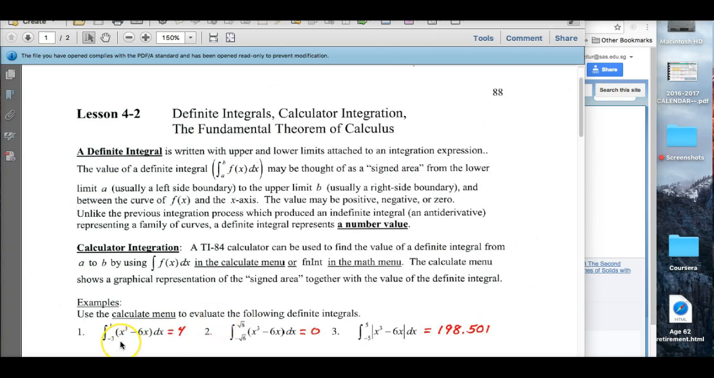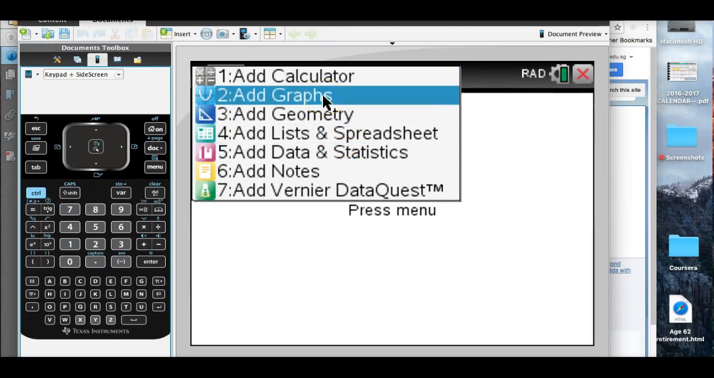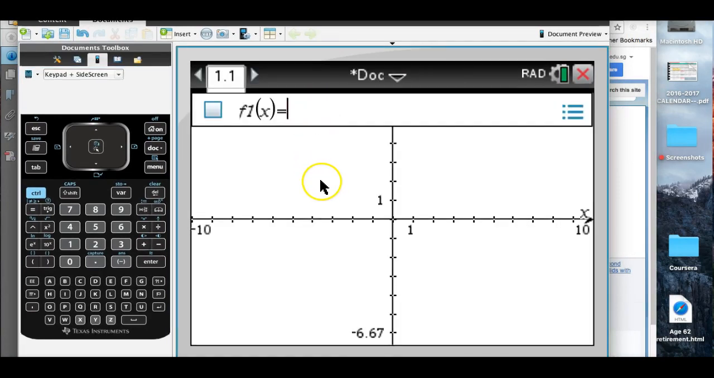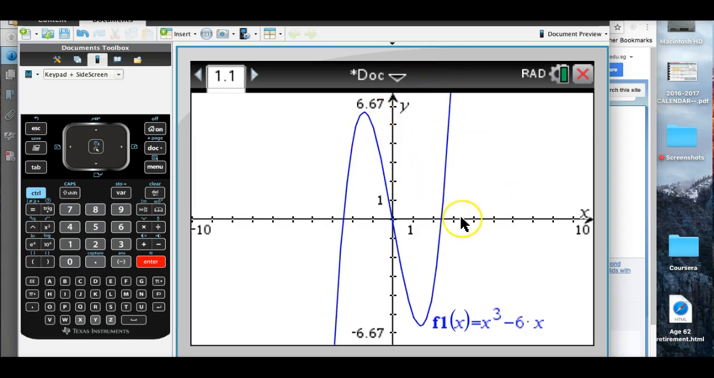So I want to look at this example right here, number 1, and how to plug that in. So I go to the Nspire, and I'm going to add graphs. It's kind of nice to do it with the graphs. And I'm going to plug in the integrand. So there it is, and then I can go ahead and graph it. So there's the graph, and it says to go from -3 to 1. So I'm going to be finding the area in this little piece, and this piece.